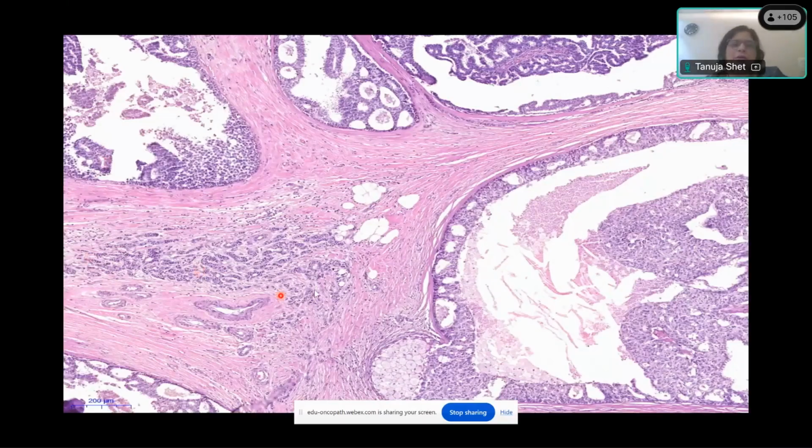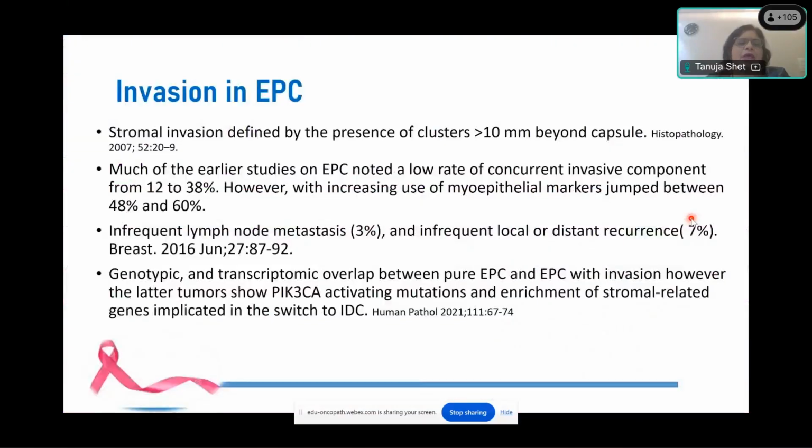Now remember, this is your focus of interest. This is where everybody will treat the patient, and this is where you treat it like DCIS, okay? So invasion is defined as the presence of clusters which are greater than 10 millimeter beyond the capsule. In spite of that, the incidence of invasion is around 12 to 30%. Some studies report higher percent.